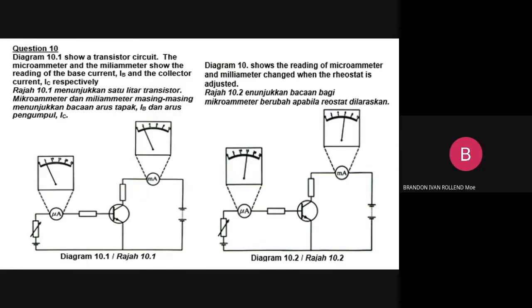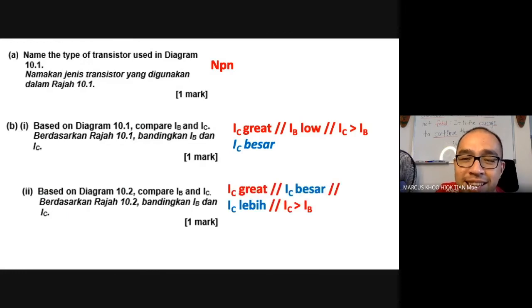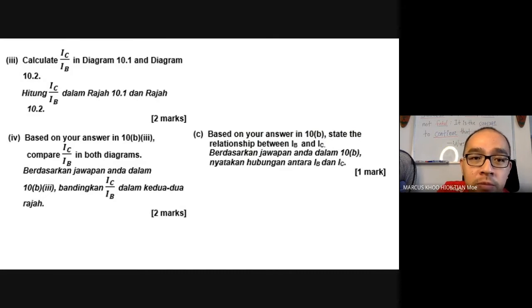IB is less than IC. Okay, you also said it the wrong way around, right? But okay, fine. IB is less than IC. Okay, calculate IC and IB in diagram 10.1 and 10.2. Once again, please remember that this is a calculation question and you will have to change it to ampere in order for this to be correct.